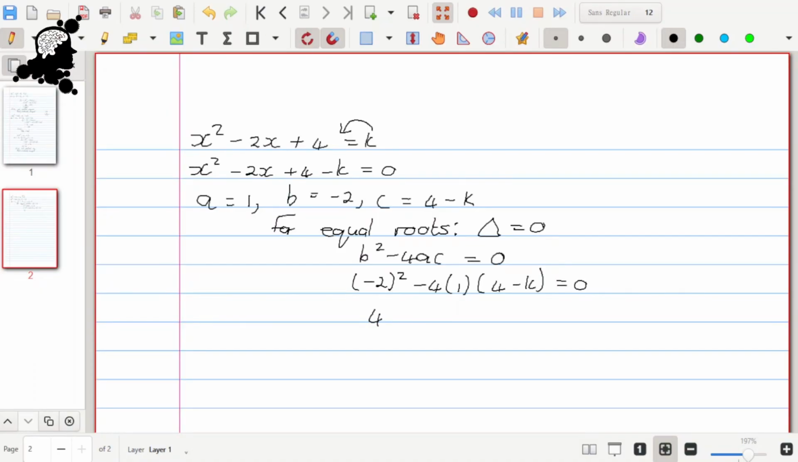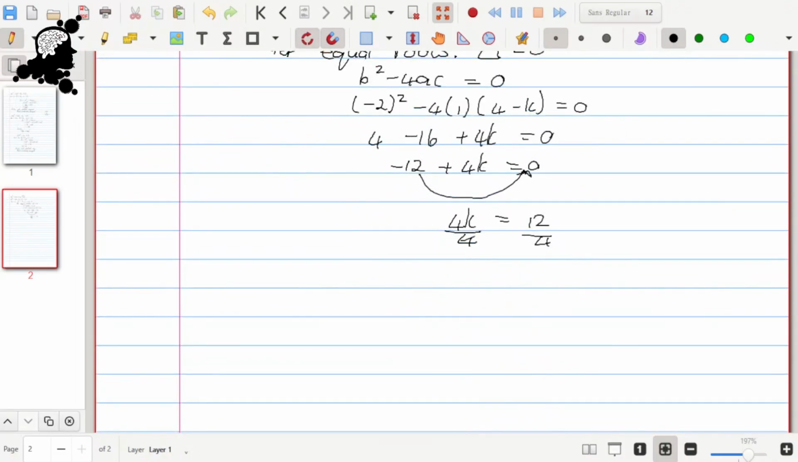Negative 4 times positive 4 gives us negative 16. Negative 4 times negative k gives us positive 4k, and this is equal to 0. So 4 minus 16 gives us minus 12, plus 4k is equal to 0. We could take the negative 12 to the other side, and we get 4k is equal to 12. We can divide this side by 4, divide this side by 4.